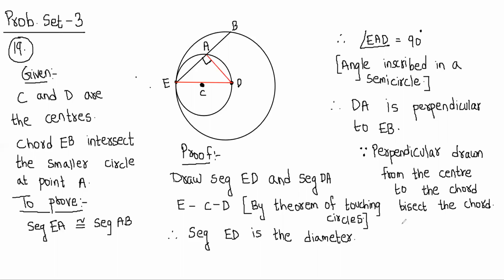Okay, therefore, in the next step we are going to write: therefore, EA is equal to AB. Therefore, segment EA is congruent to segment AB. Hence proved.